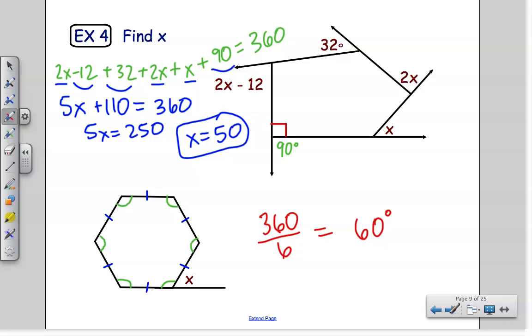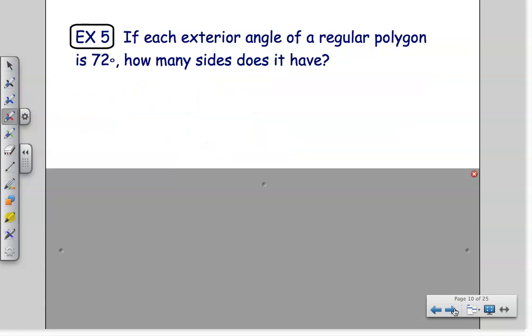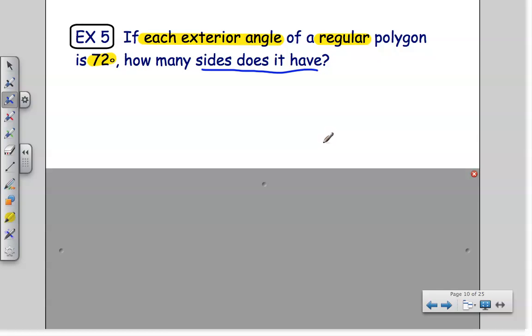Okay, so working with exterior angles here. And we also want to be able to use those formulas and work backwards. So here, if you know that each exterior angle of a regular polygon is 72 degrees, how many sides does it have? Okay, I don't know how many sides it has, but I know each exterior of a regular polygon is 72. Well, then what formula would have given me 72? Like, how would you actually find each exterior angle of a regular polygon?